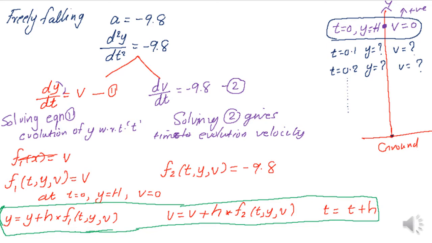You must have all the initial values: t equal to 0, y is equal to h, and v is equal to 0. These are the iterating steps. y is equal to y plus h into f1, where f1 is v and f2 is minus 9.8. So we have to iterate these three equations, namely y equal to y plus h into f1, v equal to v plus h into f2, and t equal to t plus h.